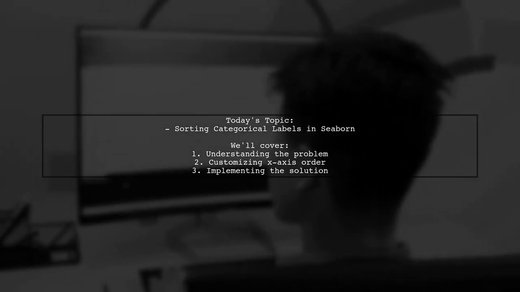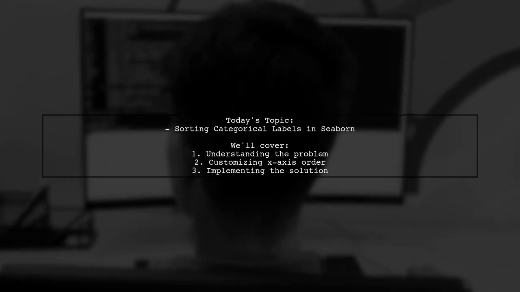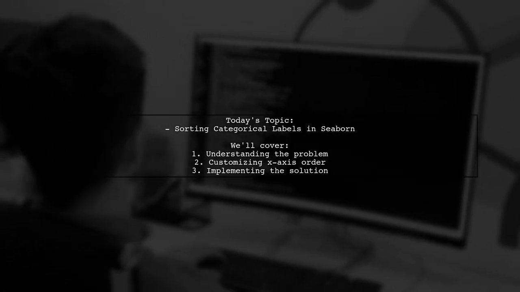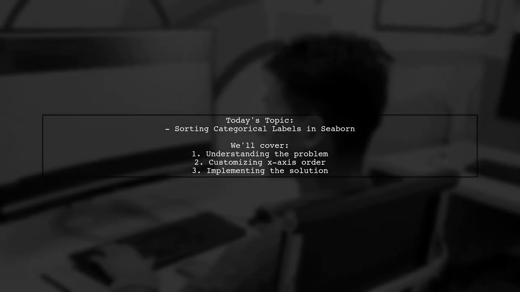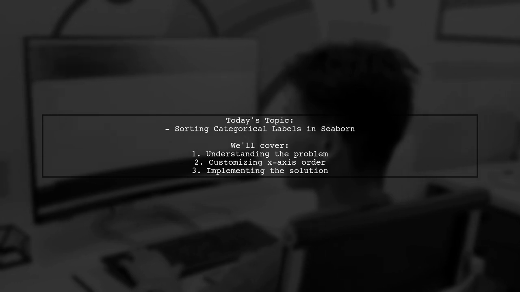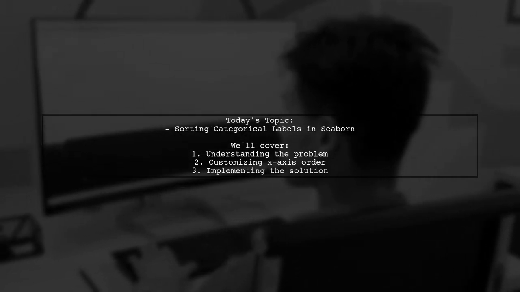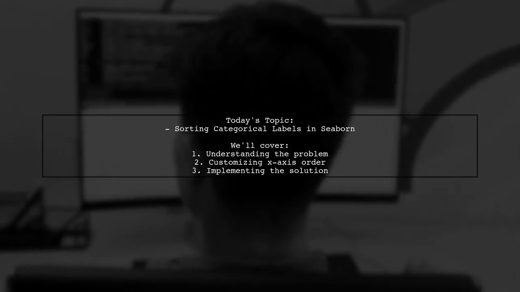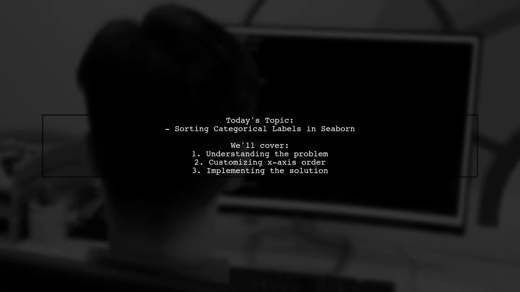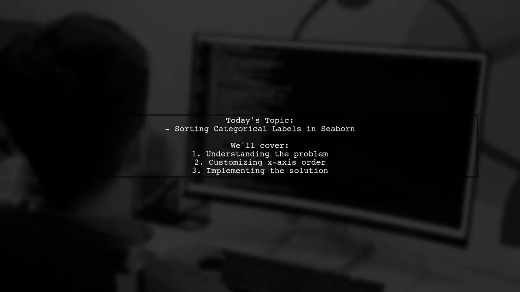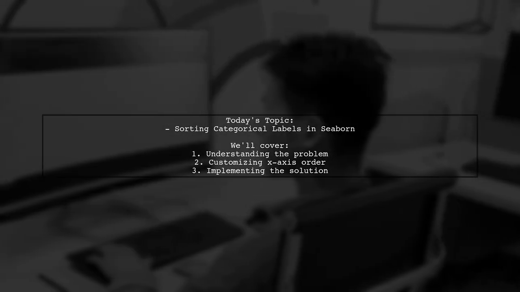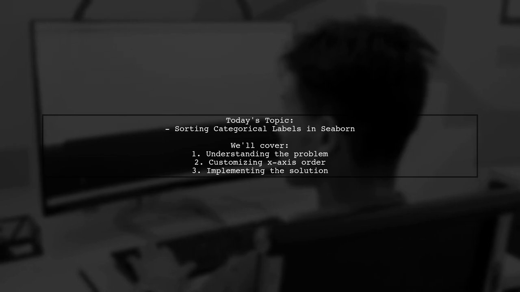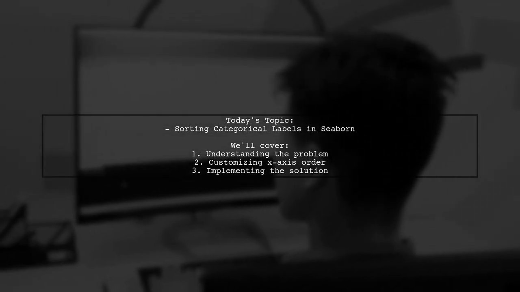Today, we're addressing a question that many data enthusiasts encounter. Our viewer is looking to customize the order of their x-axis categorical variables in a Seaborn plot. Specifically, they want to display hours worked per week in a specific order, from 0 to 10 hours, 11 to 20 hours, 21 to 30 hours, 31 to 40 hours, and finally more than 40 hours. Let's dive into how we can achieve this and make your data visualization clearer and more informative.